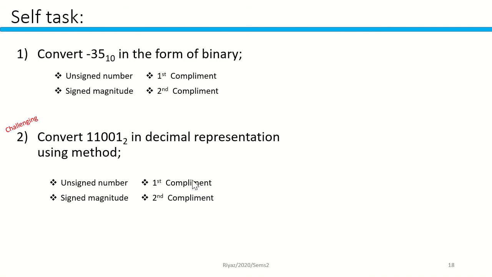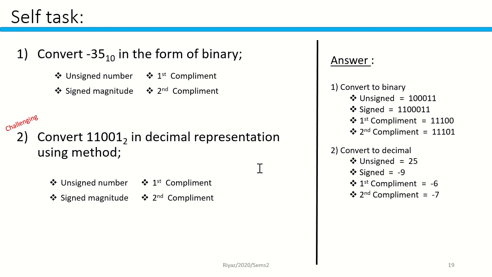So, self-task: you have two questions over here. You have negative 13 and negative 35 to change to binary. So please complete this one. And also the second question. This is a little bit challenging, but it's possible. So this is the answer.